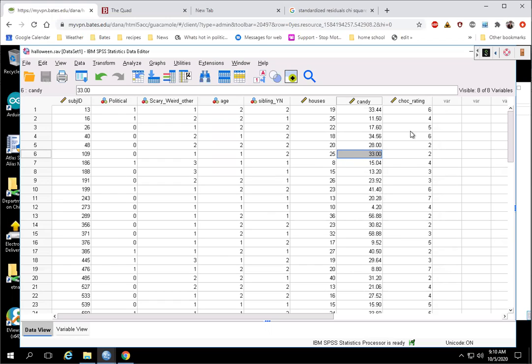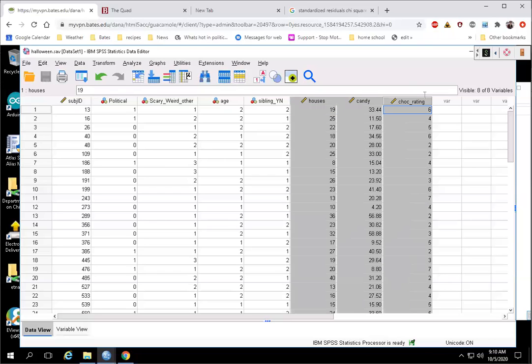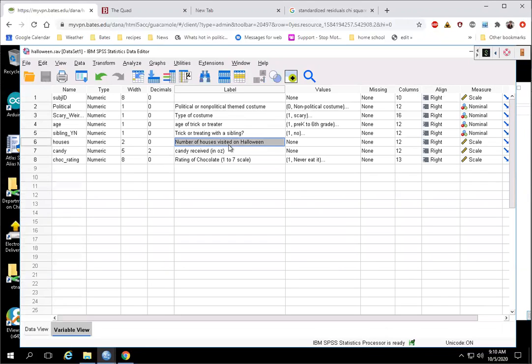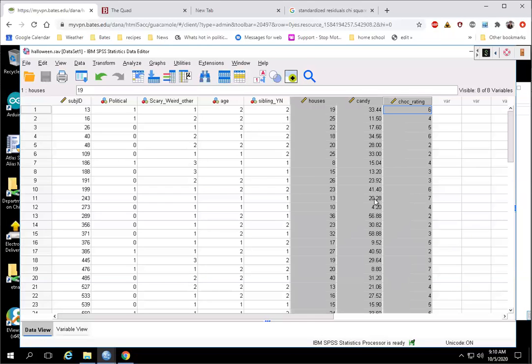another? So we're going to look at these last three variables in our data file: houses and candy and chocolate rating. So houses is the number of houses we visited on Halloween. This is the candy, the amount of candy each person got in ounces. And then the chocolate rating. Everybody rated how much they like chocolate on a 1 to 7 scale. So we're going to see if there's any relationships between those three variables.